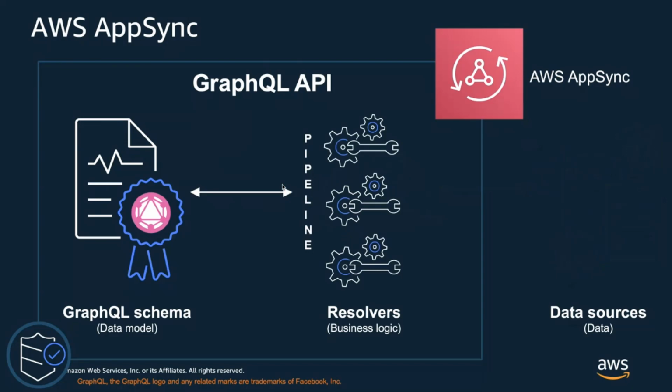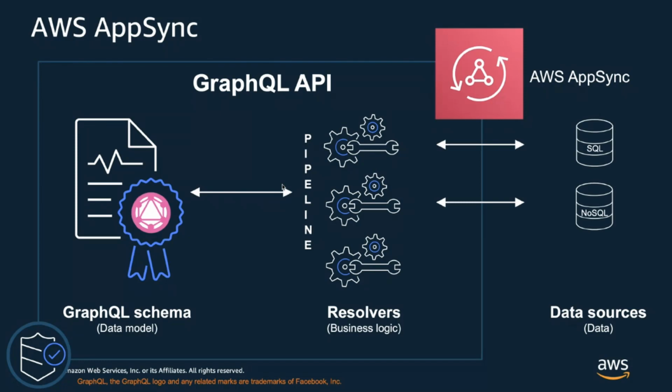There's multiple types of resolvers that we support. We just talked about the first type of resolvers, which were unit resolvers. Unit resolvers allow you to access a single data source in a request. But we also have pipeline resolvers. And pipeline resolvers are neat in the way that they allow you to access multiple data sources in a single request.